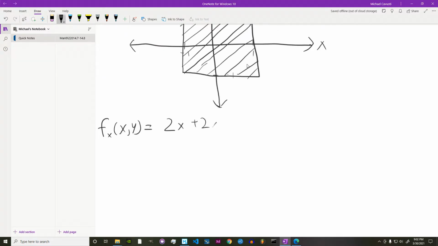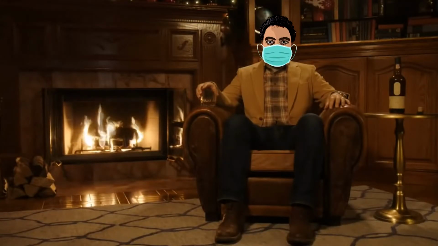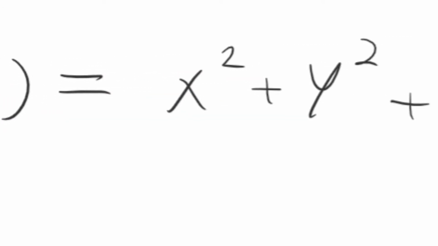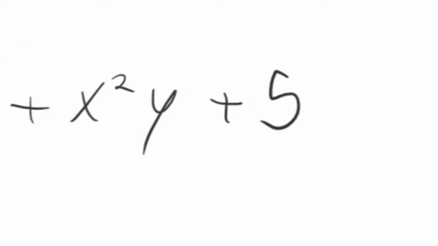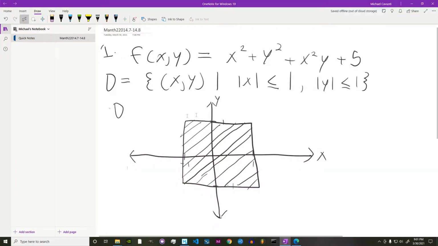2x plus 2xy. Let me get you up to speed. The function I am working on is f of xy equals x squared plus y squared plus x squared y plus 5. Now here's the thing: x and y cannot just be anything. According to my domain, the absolute value of x has to be less than or equal to 1, and the absolute value of y has to be less than or equal to 1.